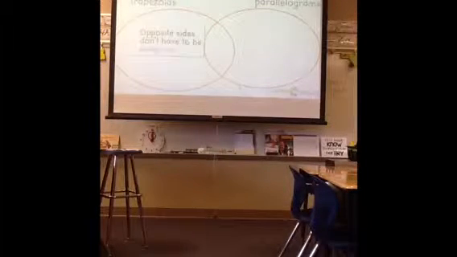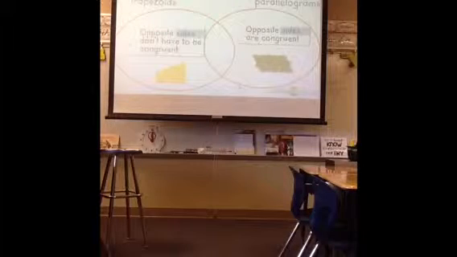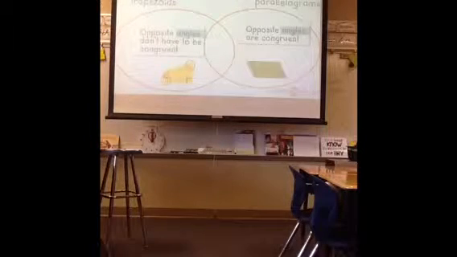Trapezoids do not have to have opposite sides congruent. Parallelograms do have to have opposite sides congruent. Trapezoids don't necessarily have opposite angles that are congruent, or the same measurement. Parallelograms will always have opposite angles congruent.